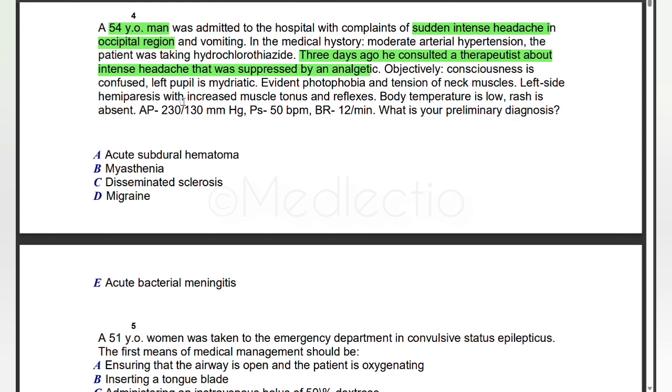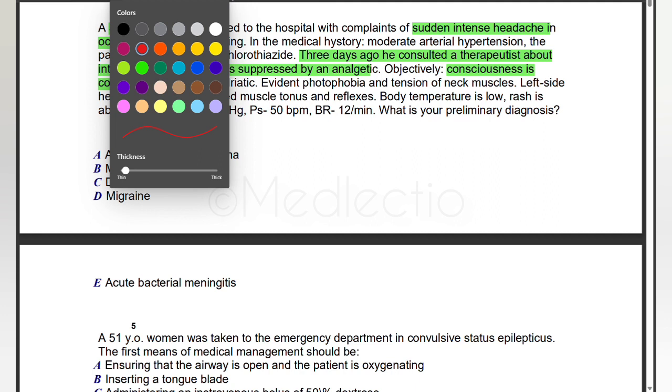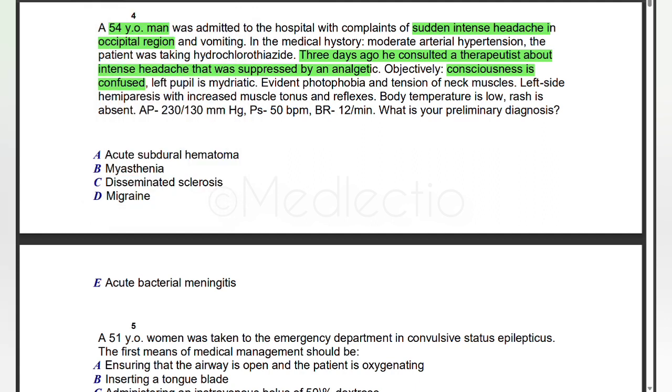Consciousness is confused. Left pupil mydriatic, evident photophobia and tension of neck muscle. Left-sided hemiparesis with increased muscle tonus and reflex. So let's exclude some options first, so we can get to something. Here we get left-sided hemiparesis with increased muscle tonus. So we are getting focal symptoms.